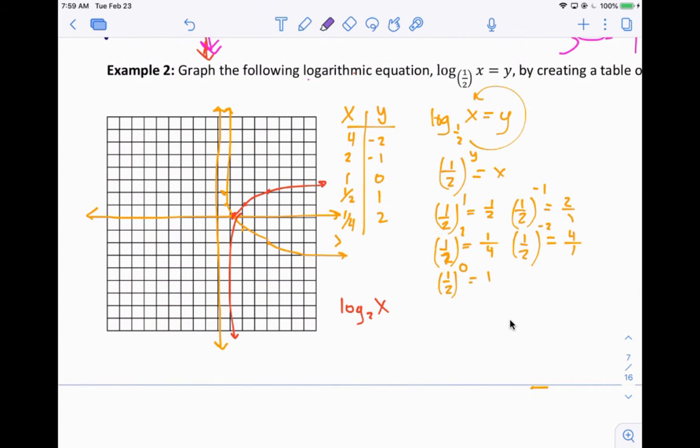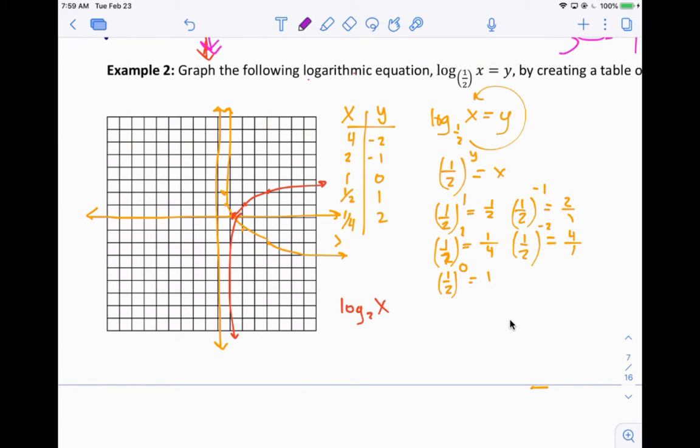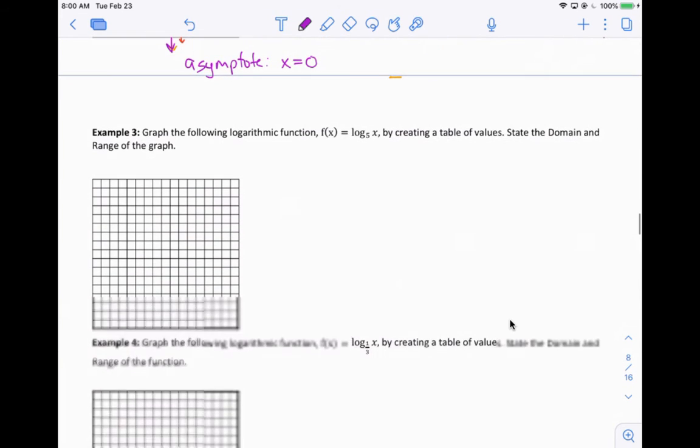But what would be the asymptote here? The asymptote, it looks like it's the same thing. No matter whether it's upside down or not, we're getting really, really close to, I'm sorry, we're getting closer and closer to 0. So the asymptote is still x equals 0. All right, let's do one more.